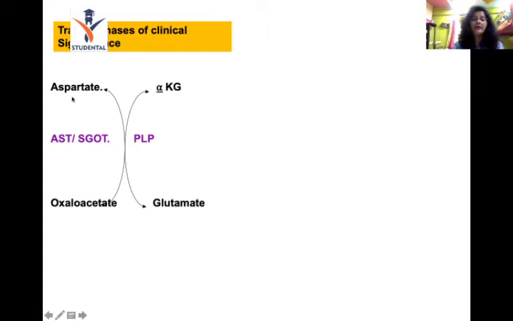As clearly you can see here, aspartate donates its amino group to alpha ketoglutarate to form glutamate, and it forms a keto acid, that is oxaloacetate. So this is the aspartate transaminase. Again, it will require pyridoxal phosphate as a coenzyme.